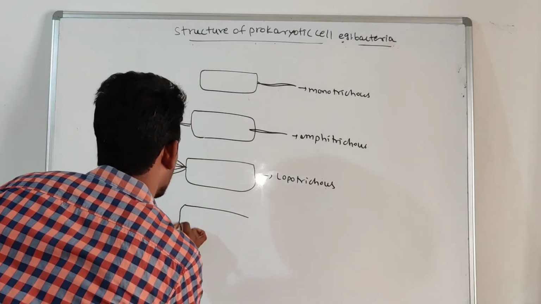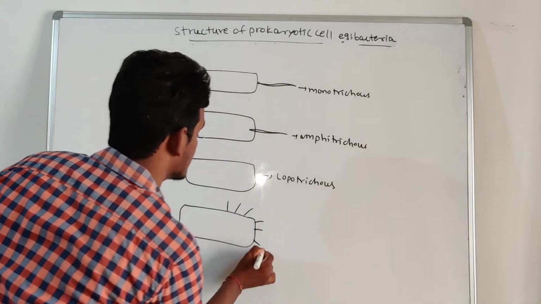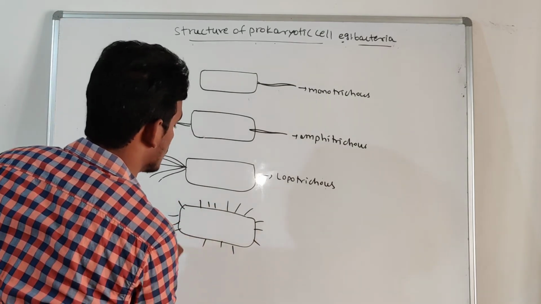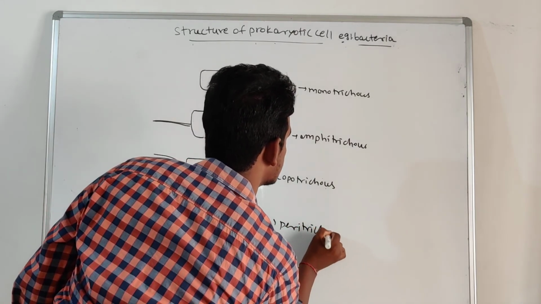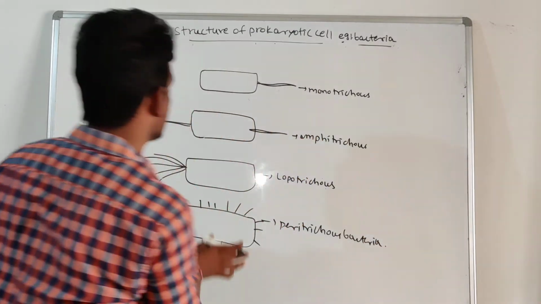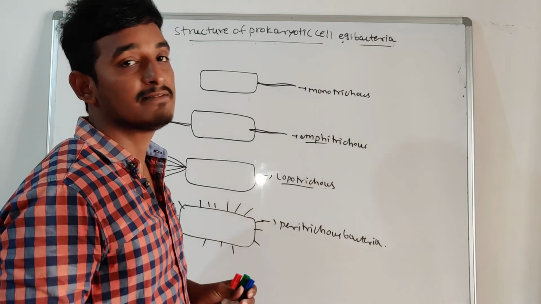If the flagella are present on the entire surface of the bacteria, then we call it peritrichous bacteria, right? So these are the various types of bacteria based on the flagella number, right?